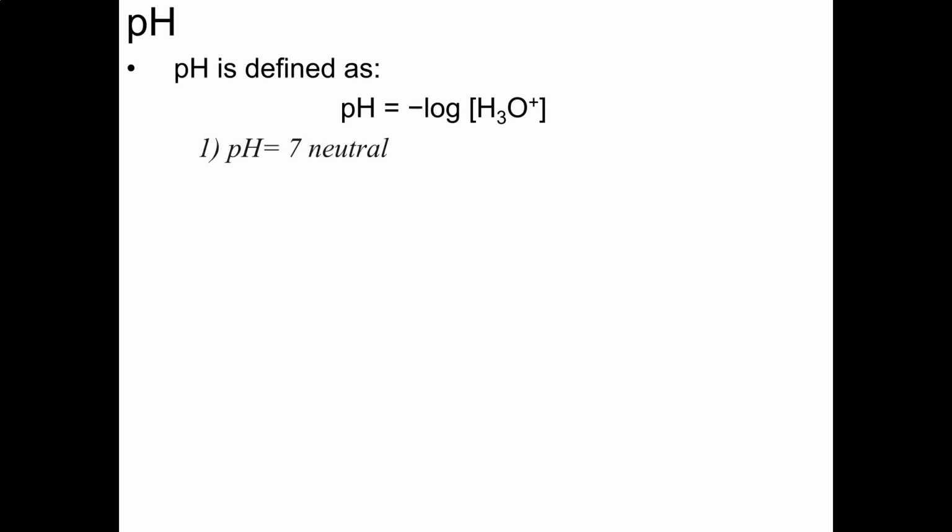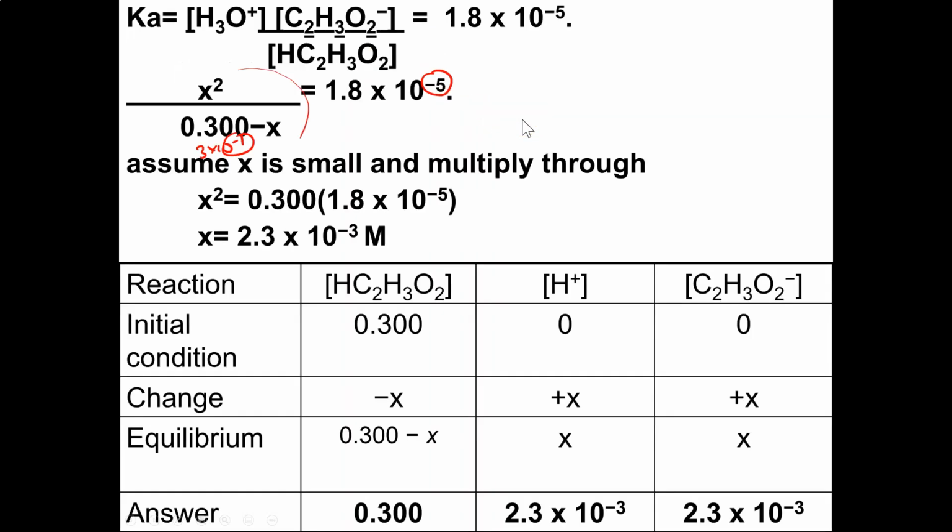pH is defined as the negative log hydronium concentration. So to calculate the pH, you just take the negative log of the hydronium concentration. For that previous example, if I take the negative log of 2.3 times 10 to the negative 3, which is probably around 2.7 or 2.8, that's how you get the pH. You just take the negative log of that.